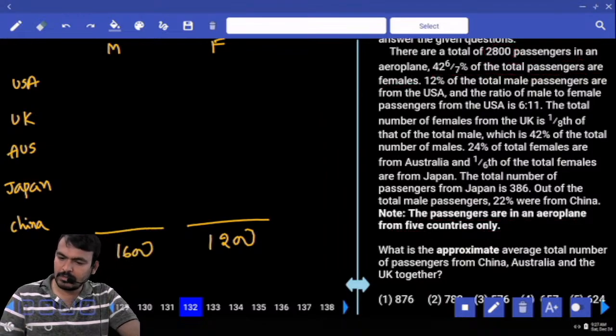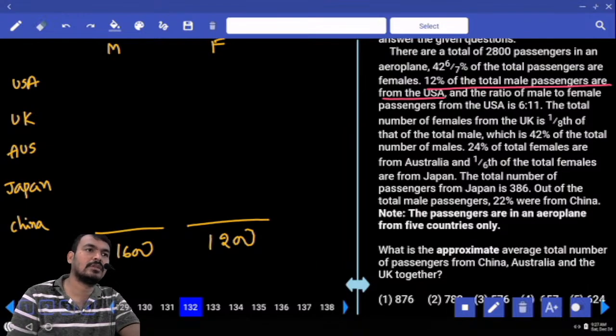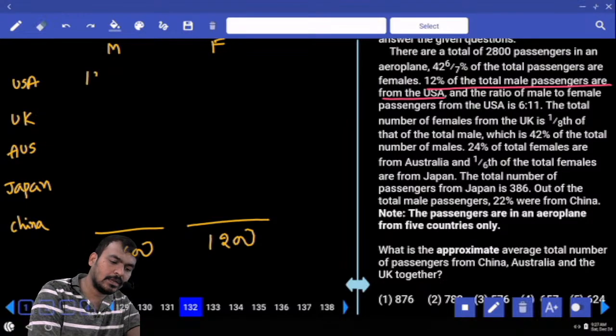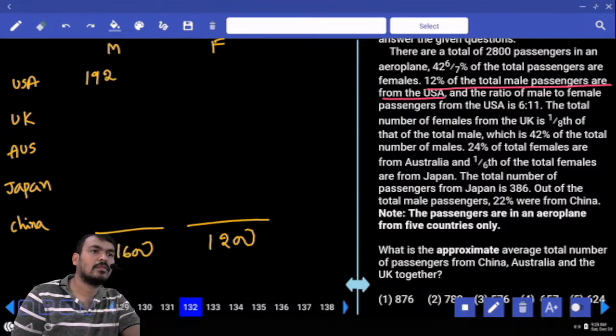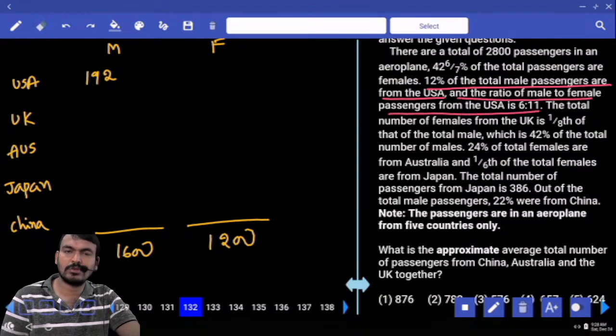Next. What is the next one? 12% of the total male passengers are from which one? USA. Means out of 1600, 12%. What is the 12% of 1600? 192. That 192, the ratio of the male to female passengers from USA is how much?